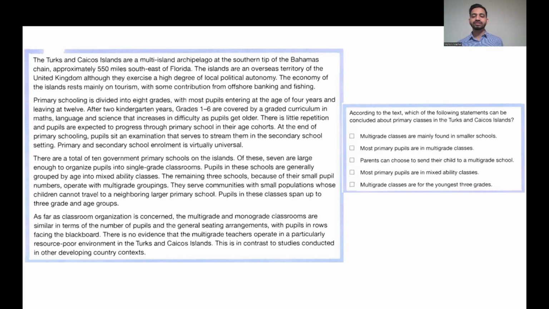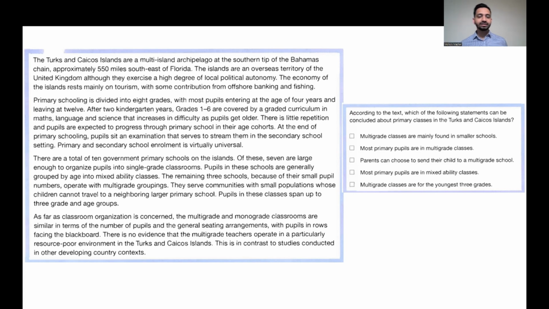Parents can choose to send their child to a multi-grade school. I will hold on to it because I haven't read the whole article, but I haven't come across that information yet. Most primary pupils are in mixed ability classes. I haven't come across mixed ability classes, so we will see what's happening there. And then multi-grade classes are for the youngest 3 grades. We haven't come across that as well.